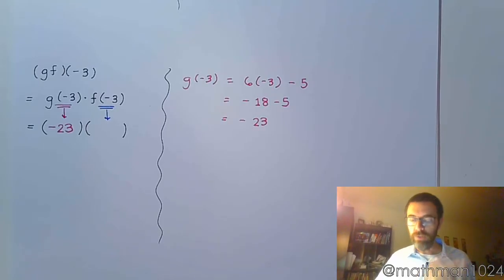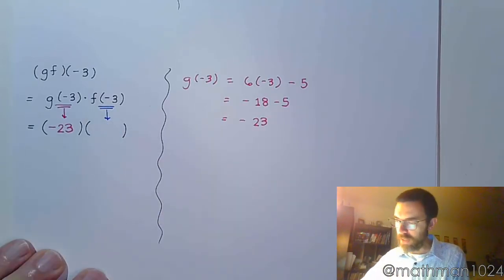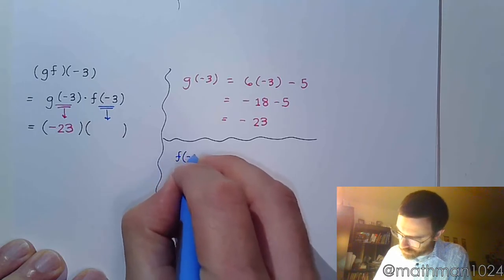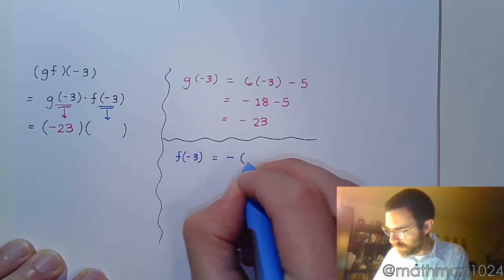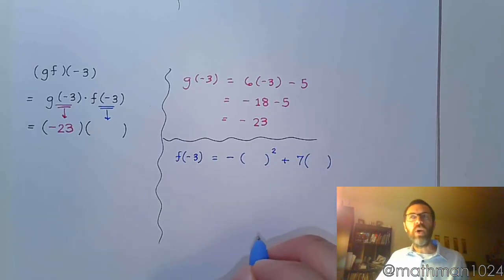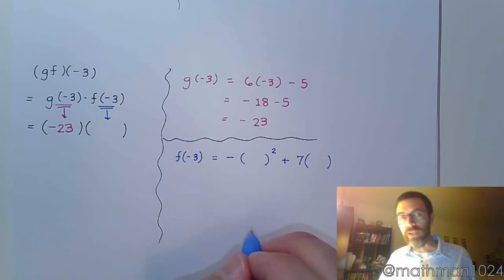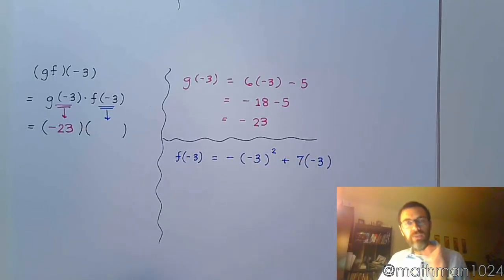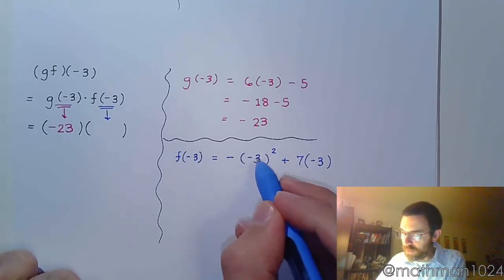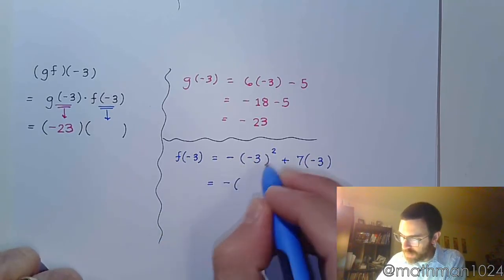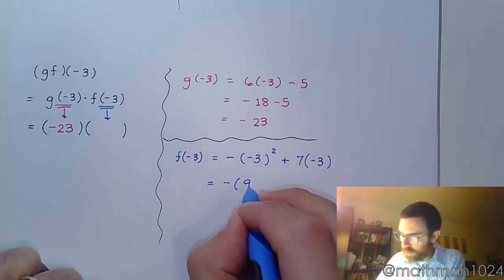You evaluated g of negative 3, and now we're going to switch gears. We're going to do f of negative 3. So our function f says you have negative x squared plus 7 times x. As I was saying x, I was just writing parentheses. And inside those parentheses, we are now going to replace that with negative 3. Now again, you've got to be careful about your parentheses, your squares, and your negatives. So here, this square is only affecting that negative 3. The negative and the negative don't ever get to see each other. So this is negative. When you square negative 3, you get positive 9.